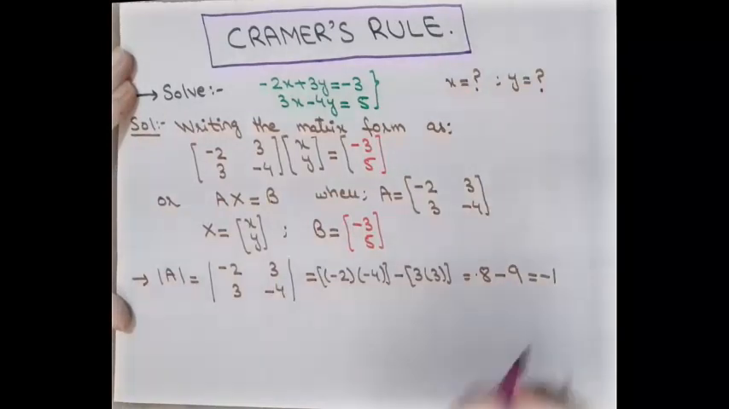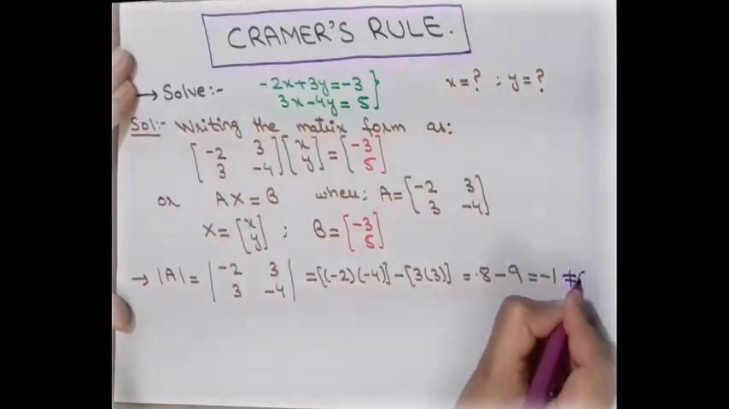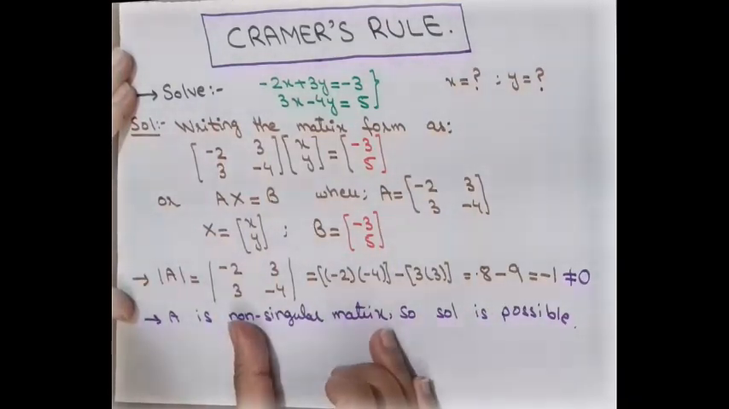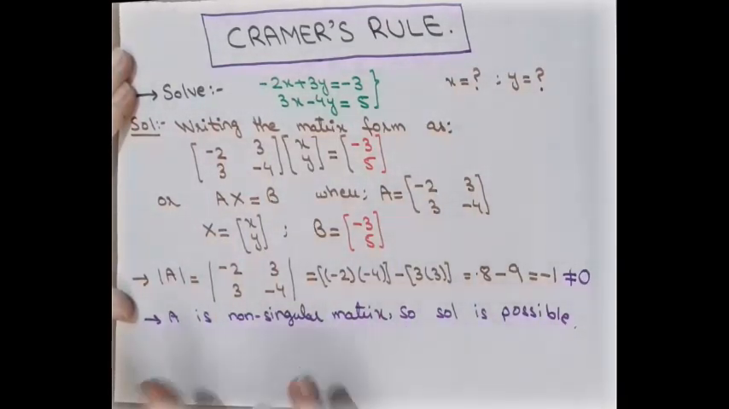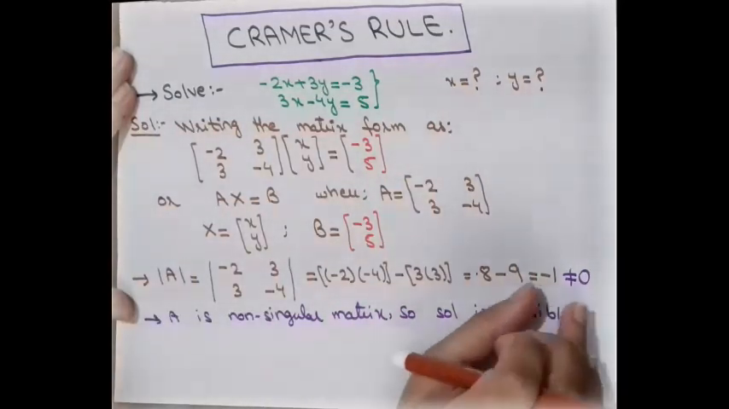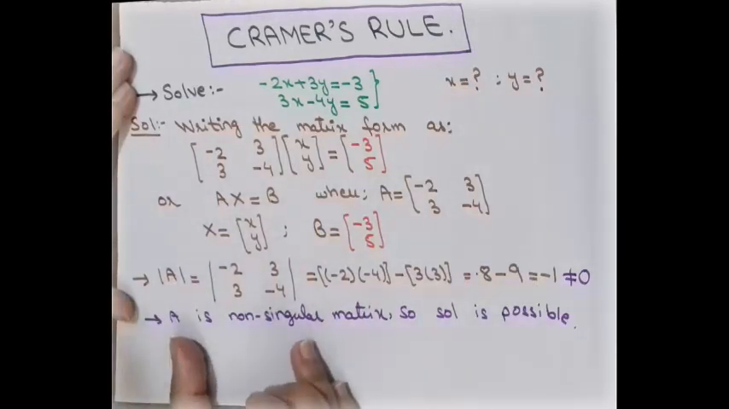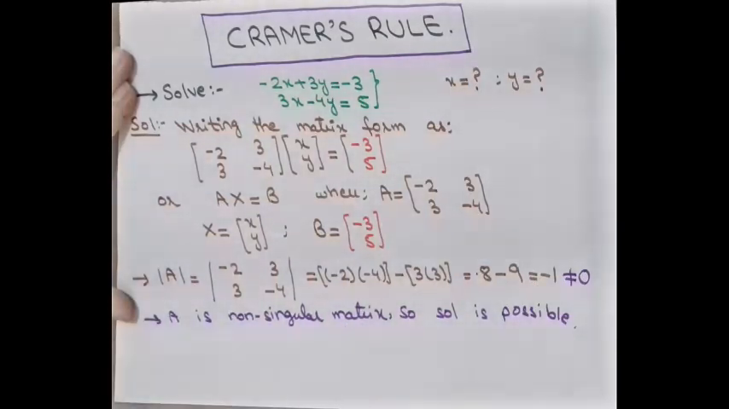Here -1 is not equal to 0. It means that matrix A is non-singular and its solution is possible. As we already discussed, if the determinant of A is not equal to 0, then we say that matrix A is non-singular. So we can proceed with Cramer's rule.